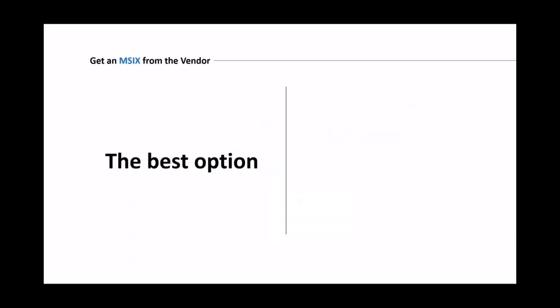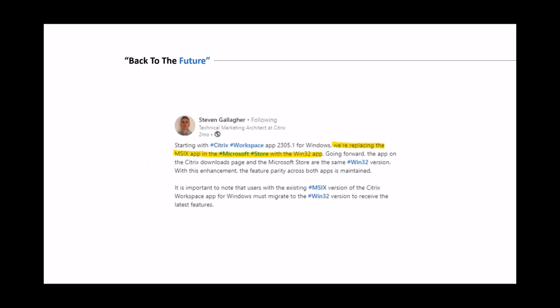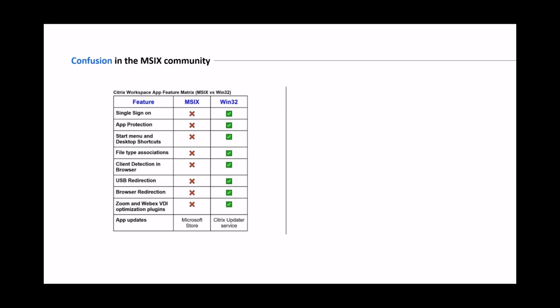So, of course, the best option would be, as I told you at the beginning, to take it from the vendor. However, there is a but, right? There is always a but. And we can see that vendors, for example Citrix, just 2 months ago stated in their LinkedIn post that they are replacing the MSIX app for their Workspace app with the Win32 installer. What? Why?